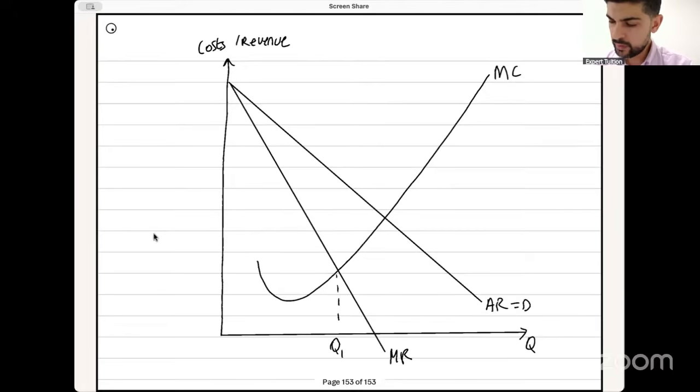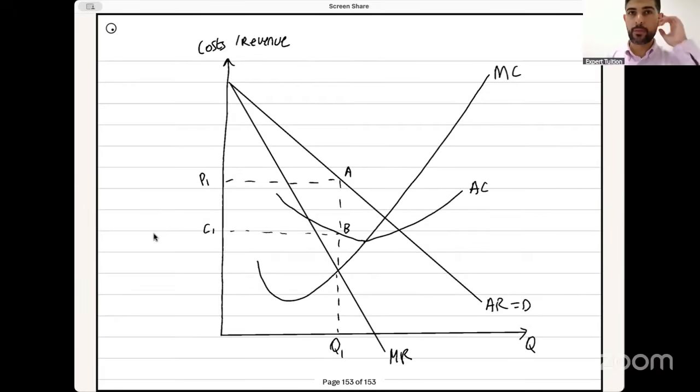This is Q1. I go up to the demand curve. That's my price, P1. I draw my AC curve, I draw it over here, for example. That's AC. And then from the dotted line Q1, we go up and hit the AC curve, and that's C1. And remember to label the corners of the areas A, B. So initially, this is how much profit the firm is making. Okay, right. If now you place a tax.